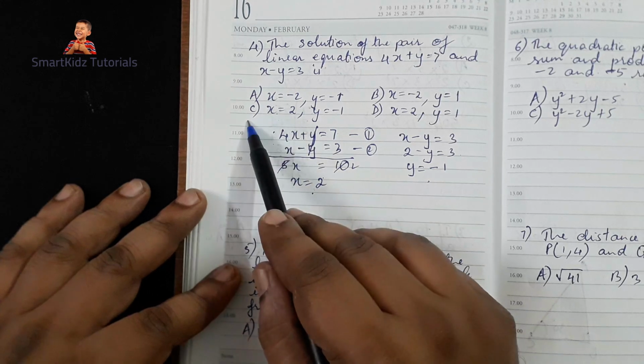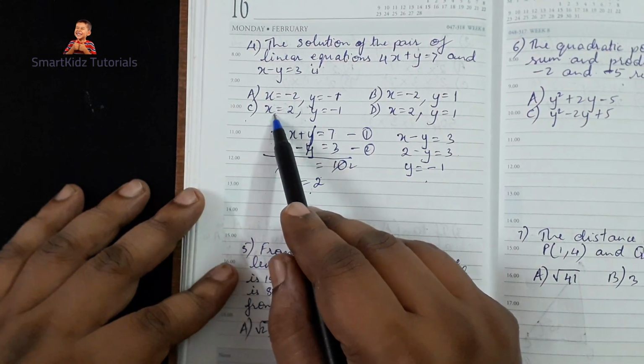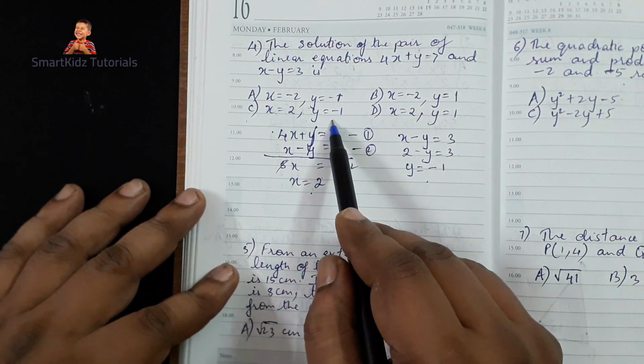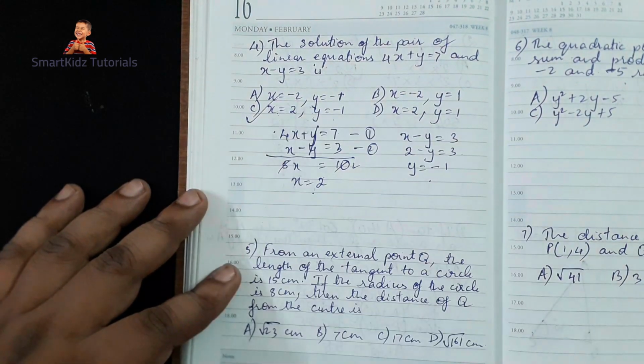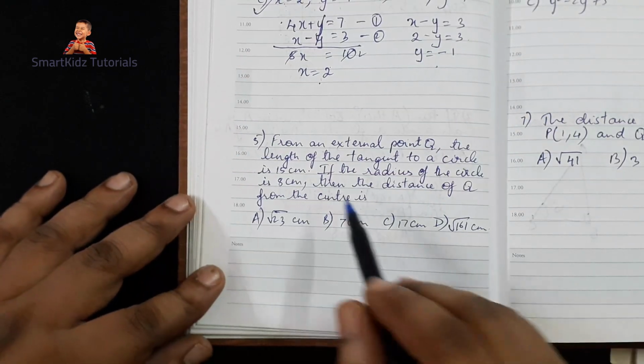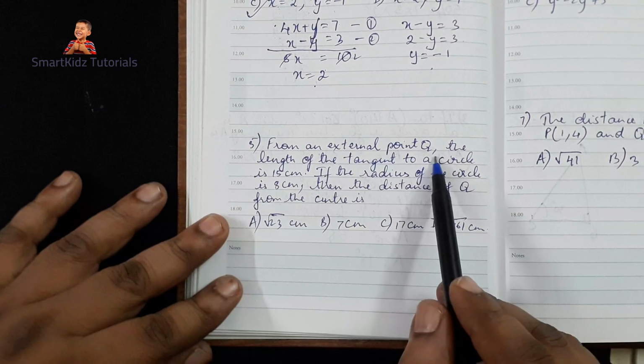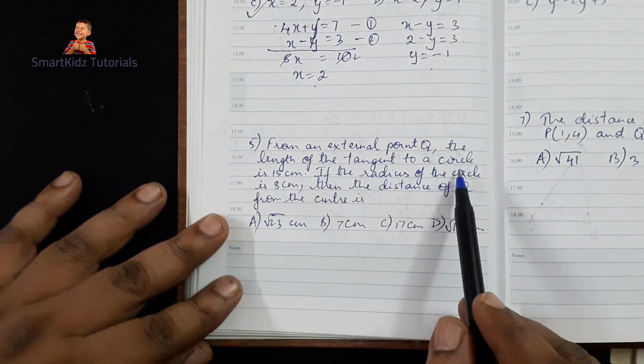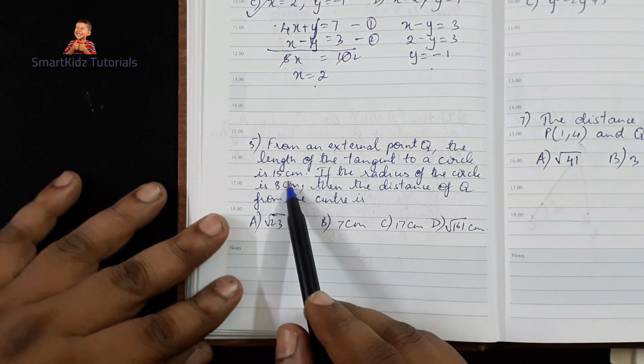See, that is choice number C, x equal to 2, y equal to minus 1. So C is our correct choice. Next question, question 5. From an external point Q, the length of the tangent to a circle is 15 centimeters.